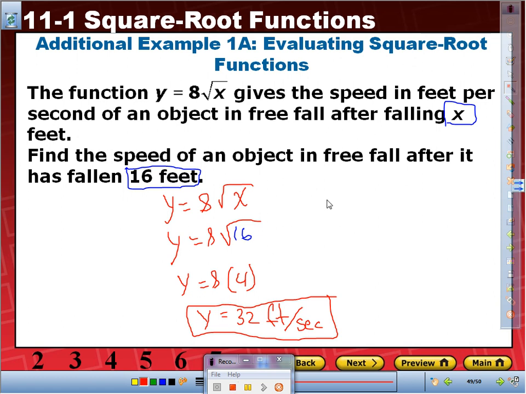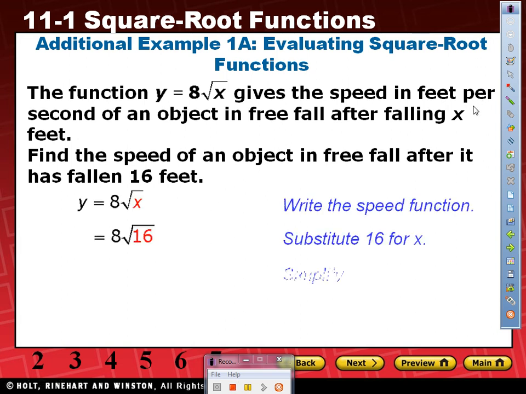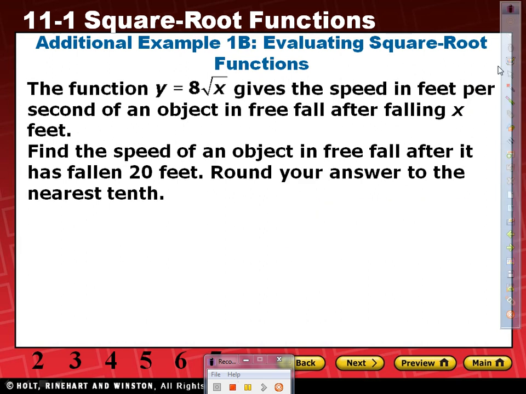Let me show you another one. Everybody look up. Copy this one down. Example 1b. Copy this, please. You don't have to copy the text. Just copy the information that they give us, which is the function and how many feet. Let's see if you can set that one up, please. And I'll work this one out together.